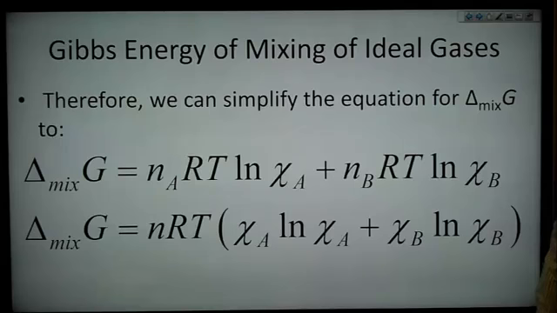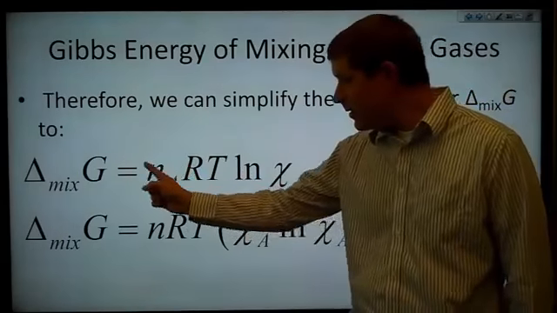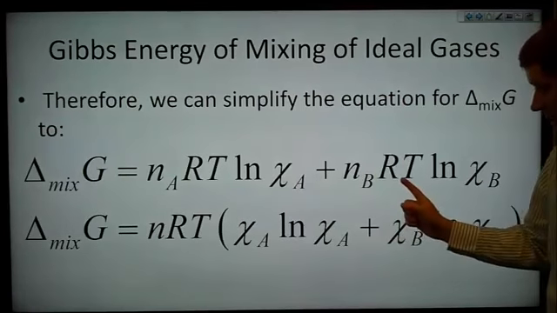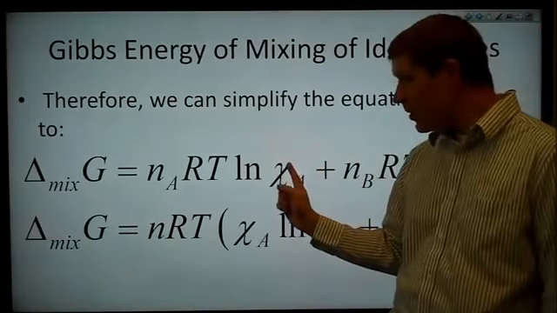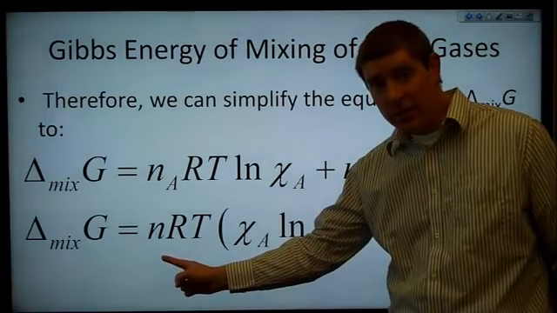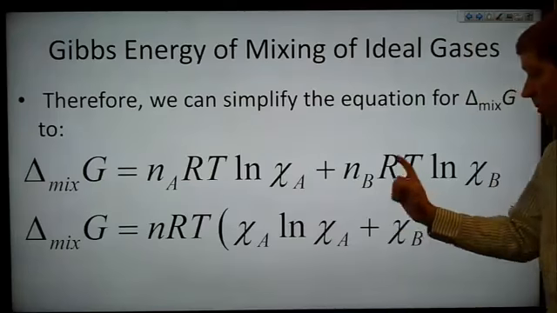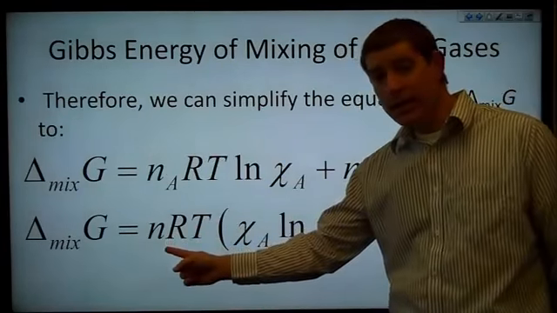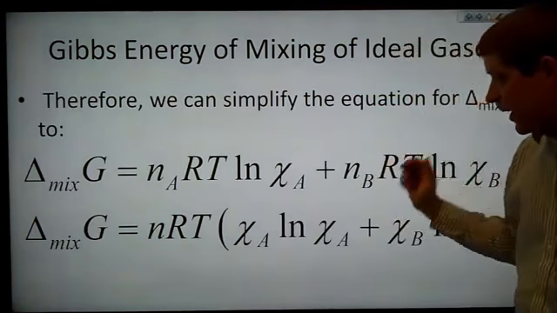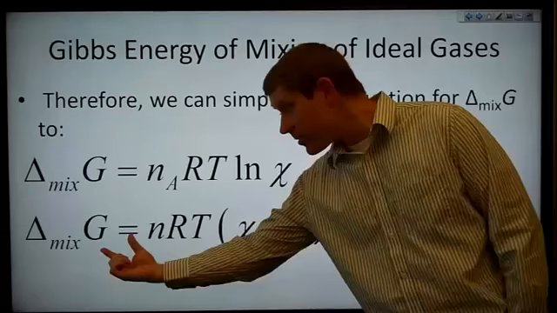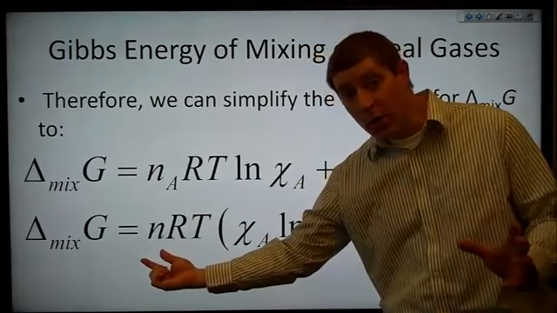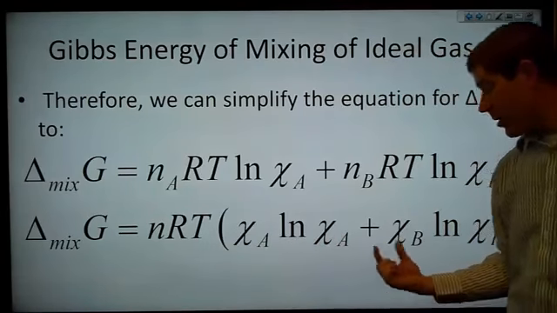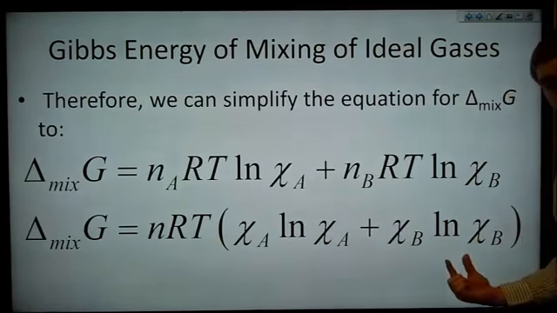And now we can combine the number of moles of A and the number of moles of B, and we know that the total number of moles, N, is equal to the number of moles of A plus the number of moles of B, and we know that chi is equal to the number of moles of A divided by N. So we can do some algebra, and now we have the Gibbs energy of mixing is equal to N, now the total number of moles, times R times T, times the mole fraction of A times the natural log of the mole fraction of A plus the mole fraction of B times the natural log of the mole fraction of B.